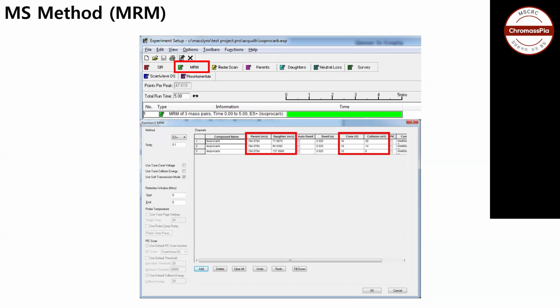Actually, about this one, I am still finding out, but I set the PIC as the product ion which shows the highest intensity. Okay, okay.